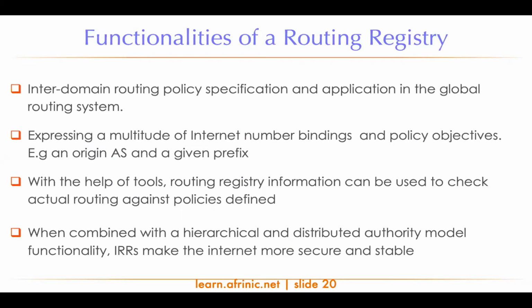Now, what are the functionalities of a routing registry? The first functionality is interdomain routing policy specification, because we have a common place where everybody can come and specify their own routing policy. It is also there to tell which prefix is tied to which ASN. And because we have that common place, we have a set of toolkits that we can use to generate either configurations or various prefix lists.